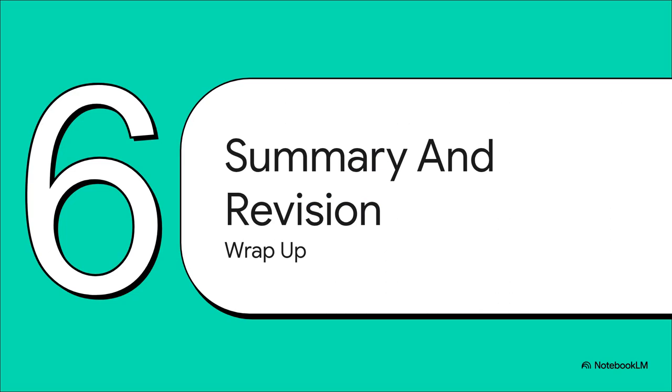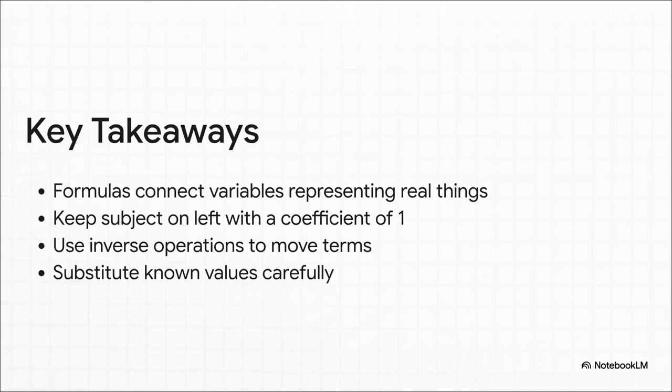Section 6, Summary and Revision. So, the really crucial point to take away here is that formulas are not just random letters. They are powerful connections between multiple variables that represent real tangible things. Second, when you are changing the subject of a formula, you've got to isolate it on the left side, and it must have a coefficient of 1.